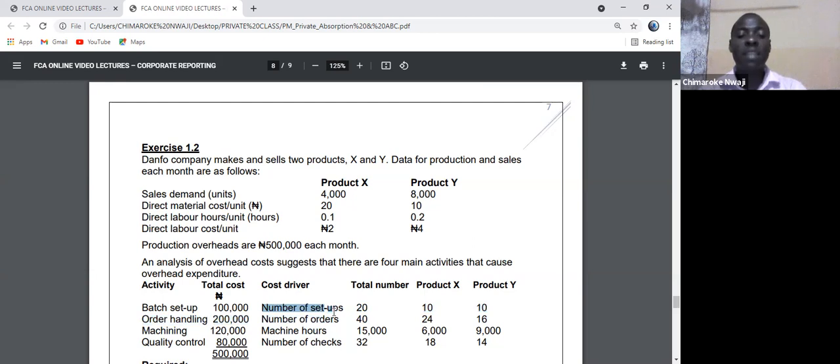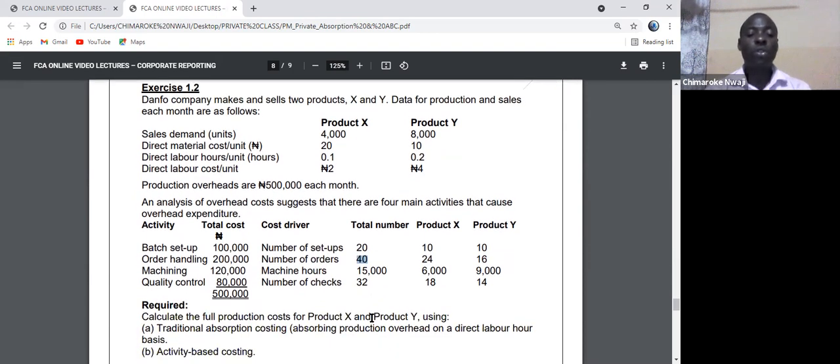For batch setup, we have the number of setups. It means that there are a total of 20 setups that will be made. Product X will take 10, product Y will take 10. For number of orders, the total number is 40, 24 relates to product X, 16 relates to product Y, and all that.